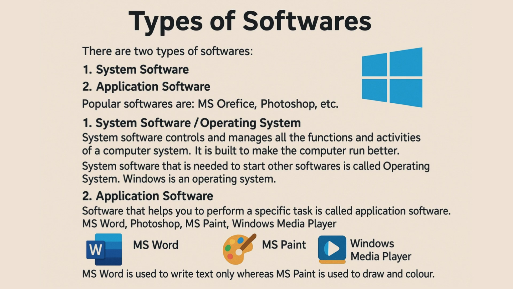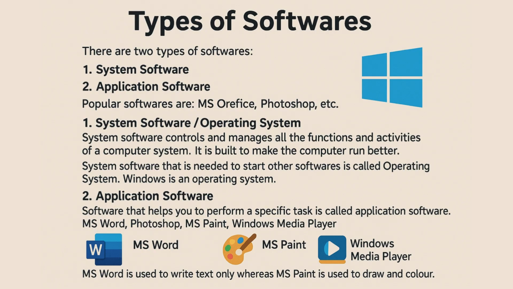Types of software. There are two types of software. First is system software and second is application software. Let's now learn the difference between these two softwares. A system software, also called as operating system. System software controls and manages all the functions and activities of a computer system. It is built to make the computer run better, which means system software helps the computer to start and manage everything inside it.